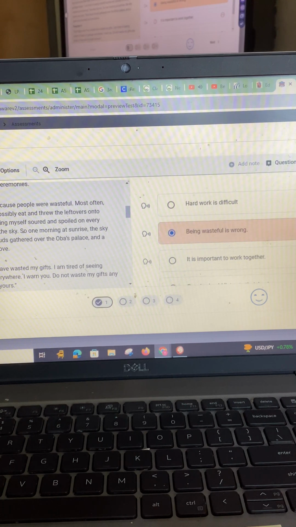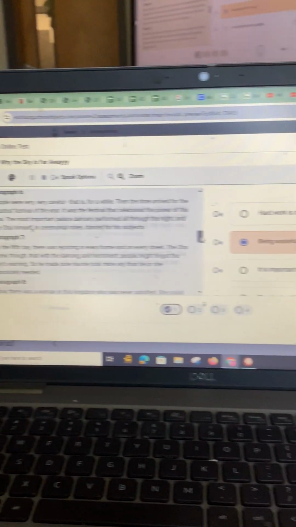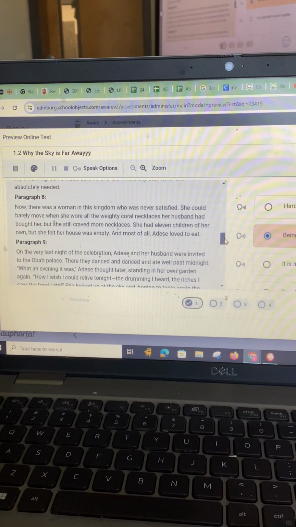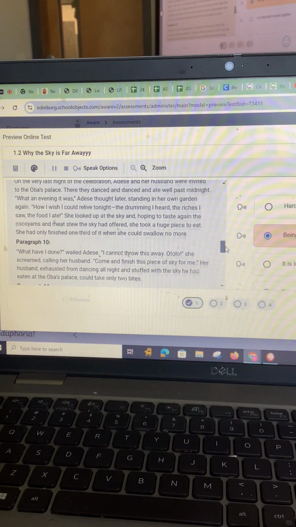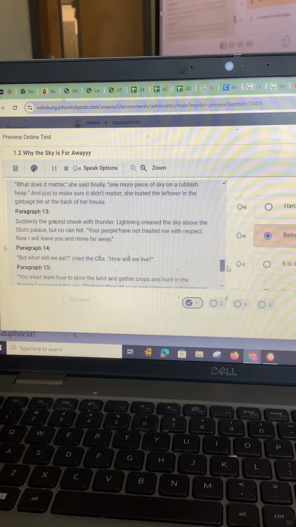Where did I find it? How do I know? Well, because it's in the story. So what I have to do is, when I go back to my story, I can find my answer. Well, if I was a student, I always tell them, if I was a student, I'd go back to my story and say, well, where does it say that being wasteful is wrong? You know what? I think I read something in paragraph 15.